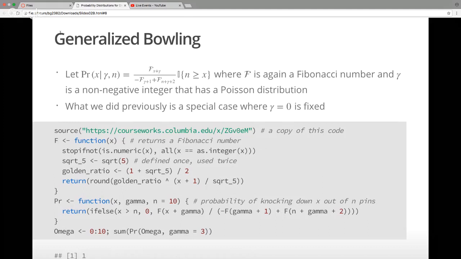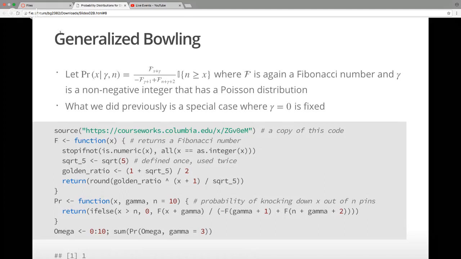So, little known fact, what we were doing before with these ratios of Fibonacci numbers was actually just a special case of a more general distribution that could be used to study bowling, that has the probability mass function of knocking down x out of n pins given some unknown parameter gamma. It's the x plus gamma Fibonacci number, so gamma has to be a non-negative integer, divided by negative of the Fibonacci number gamma plus 1 plus the Fibonacci number n plus gamma plus 2, again presuming that n is greater than or equal to x.